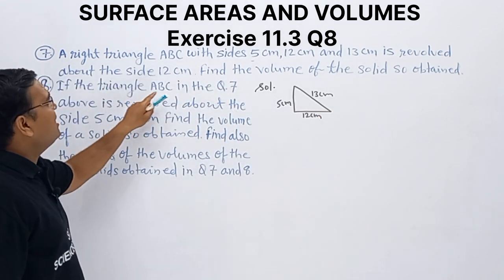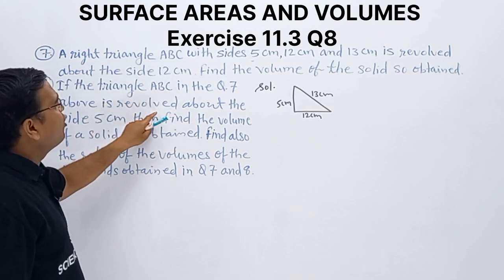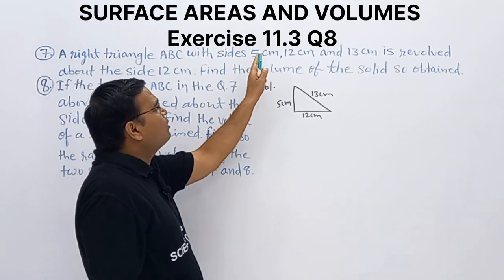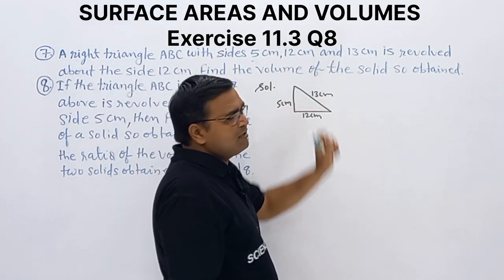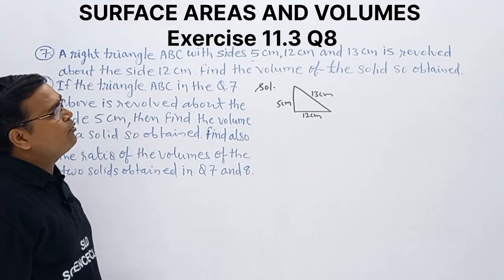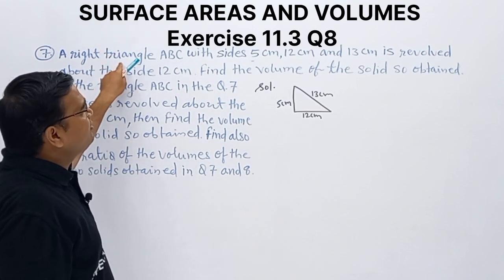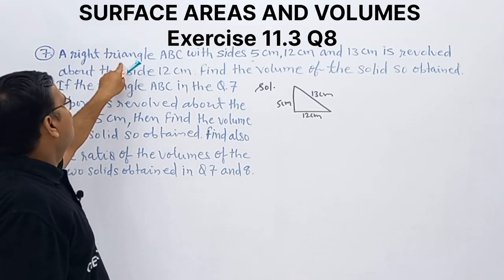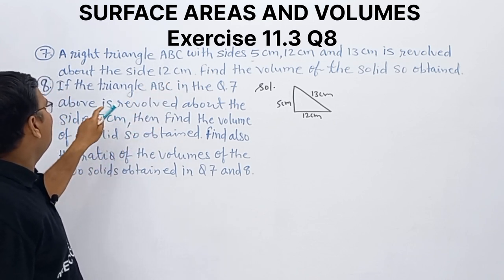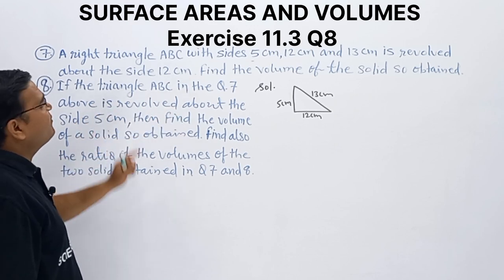Observe the question again. If the triangle ABC in question number 7 is revolved. The sides of this right triangle are 5, 12 and 13 centimeter, and the hypotenuse is 13 centimeter. In question number 7 we revolved about the side 12 centimeter, but in question number 8, this question is revolved about the side 5 centimeter.